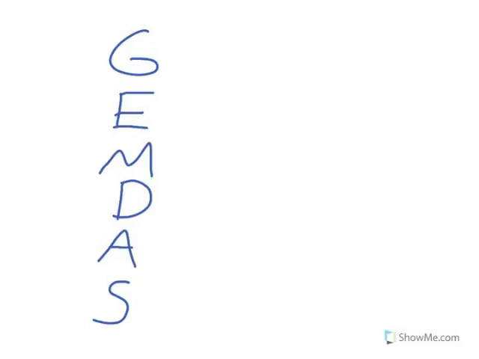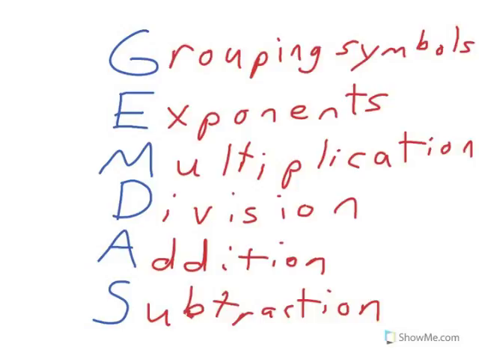When we're working with the order of operations, we have to remember one thing, and that's GEMDAS. GEMDAS is a little acronym that tells us the order in which we need to do the operations in order to get the correct answer. Be very, very careful that you do it correctly, or you will get the wrong answer. GEMDAS stands for grouping symbols, exponents, multiplication, division, addition, and subtraction.